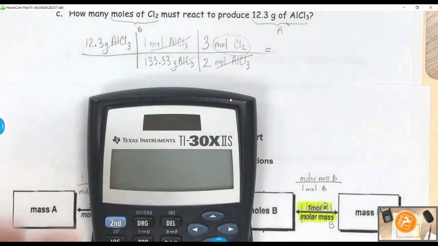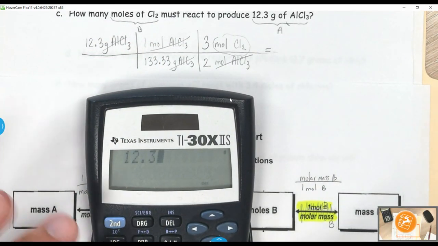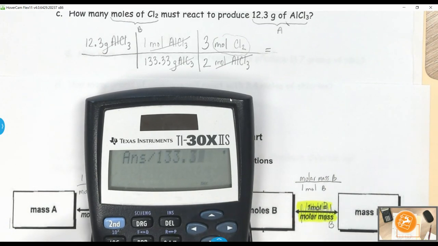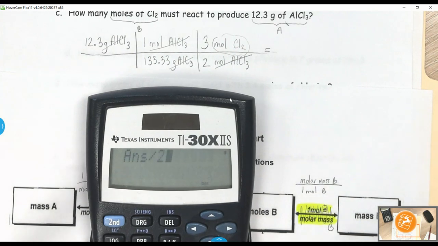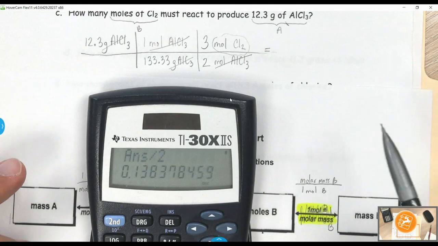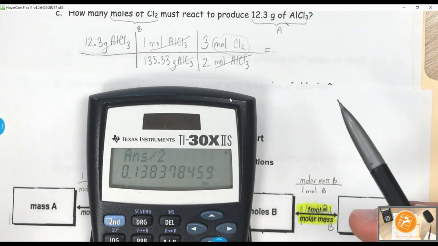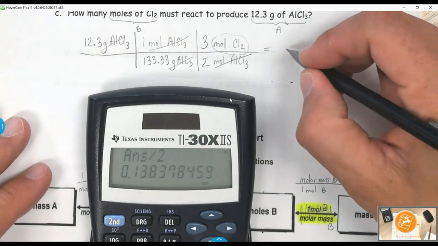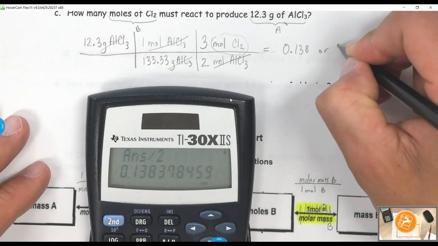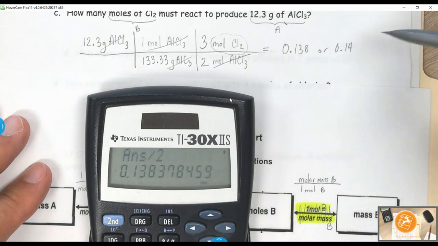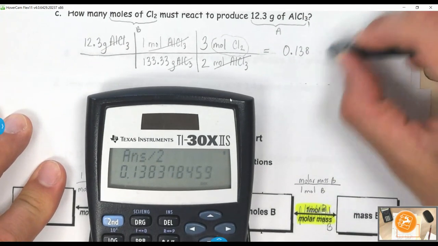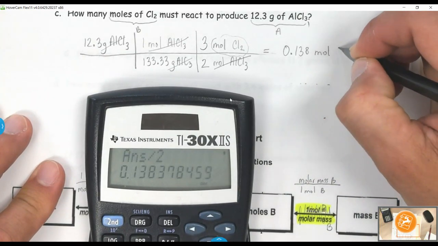So how I type this, guys, into my calculator, I go 12.3, you don't need to multiply or divide by ones, times 3. I get this number. And then I'm going to divide separately by 133.33. Then I hit equals. And then I divide again by whatever else is on bottom, 2. And when you get this, you can round it to 3 or 2 decimals. I'm going to leave it at 3. If you put it as 0.14, you're fine. If you left it at 0.138, you're also good. I don't care about sig figs, so this is fine for me. If it was sig figs, you would use this number here. And then the unit, so I'm just going to write this: moles of Cl2.